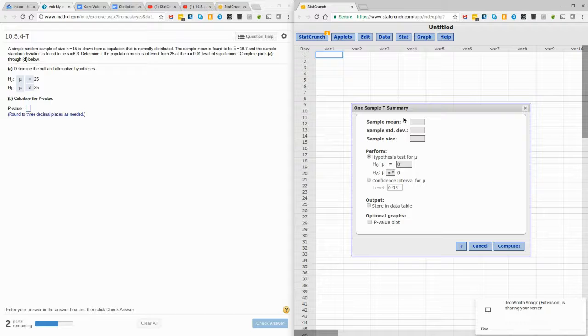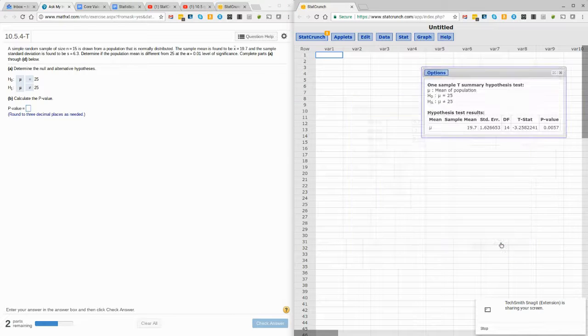Okay, we know our sample size is 15, right? That's the first thing they told us. They told us the standard deviation is 6.3, and whoops, I think I flipped that around. The sample size is 15, my bad. And the sample mean here is 19.7. So we're doing hypothesis testing, and the null hypothesis is that the population mean is 25, and the alternative hypothesis is that it's not. Okay, and we just hit compute.